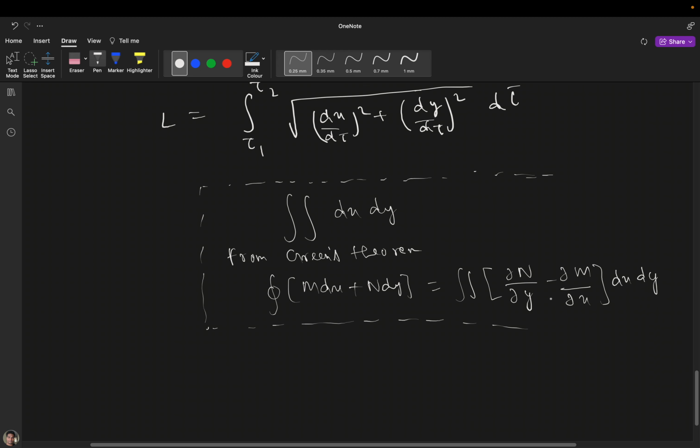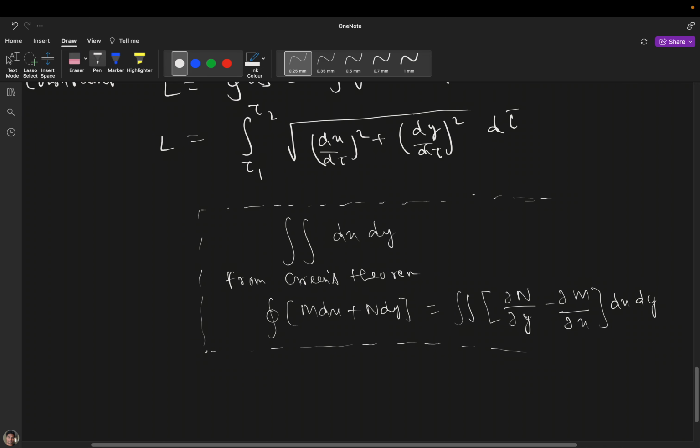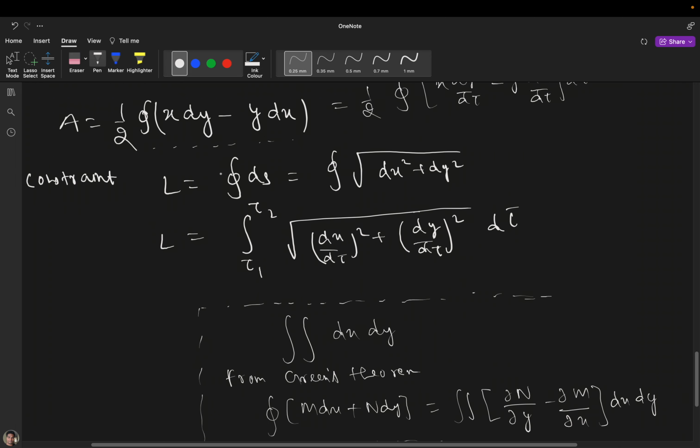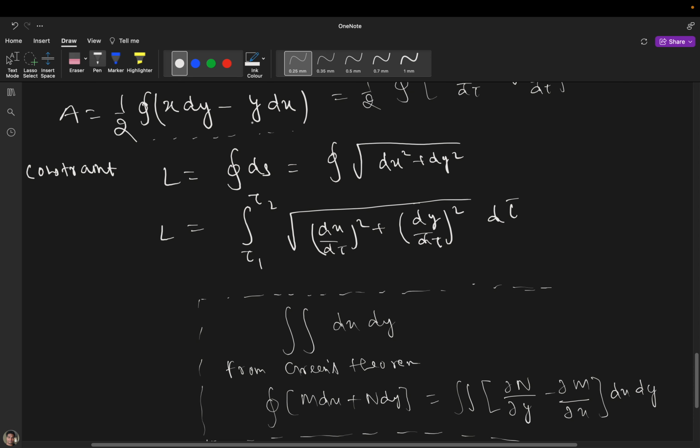Now you can see del N by del x, here N is what? N is minus 1, so that will become minus 1, and del M by del y again that will be 1. So that will become 2 times, and when you cancel out with 2, then it will become this area. So this expression and this expression both are the same.